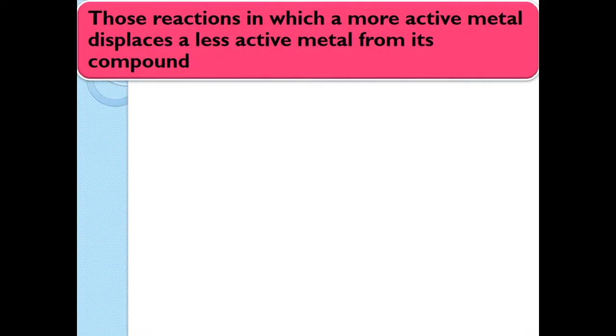Now let us discuss examples from the first category, that is, those reactions in which a more active metal displaces a less active metal from its compound. Earlier we studied one activity, that is, the reaction of iron with copper sulfate. It also falls in the same category.